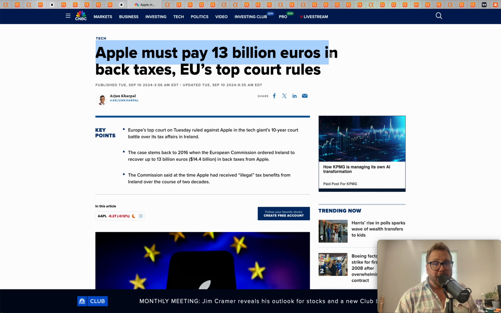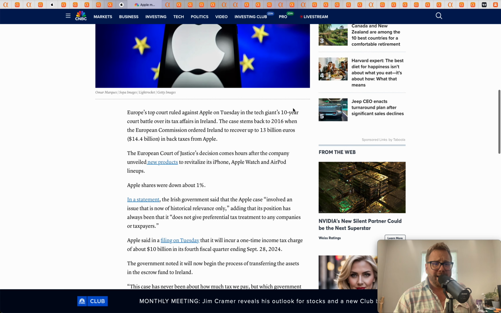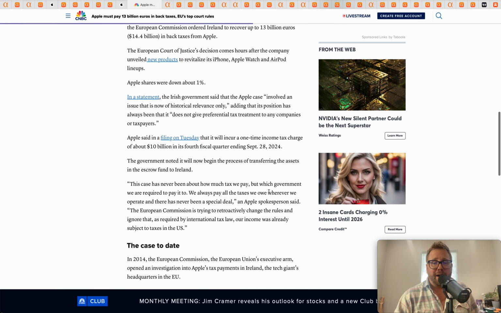Now, the company must pay 13 billion euro in back taxes. This is according to an EU top court. Now, Apple continues to claim that they paid all their taxes. They don't know why they have to go back and pay even more. Look, I tend to agree with them. I doubt Apple was skipping out on some taxes, but what the court says and what the government says, you've got to pay. What's interesting is this money was in escrow.